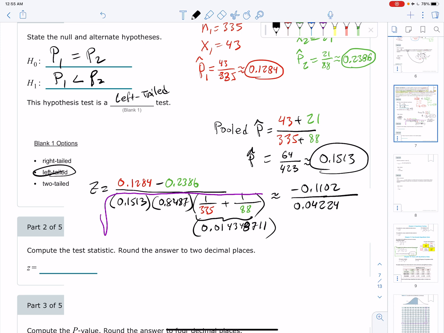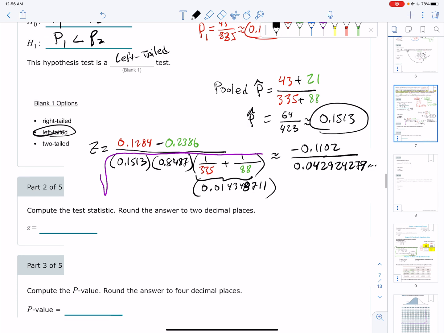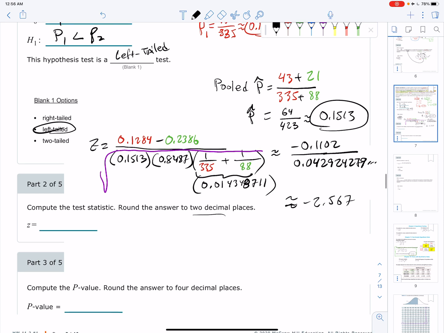0.042924. No, I misread that. Let me try that again. 0.04292427, okay, divide that and we get our test statistic. Approximately negative 2.567. It says please round to 2 decimal places, so it's going to be approximately negative 2.57. That was funny how it did that. 2.57. Okay, so we have our test statistic.